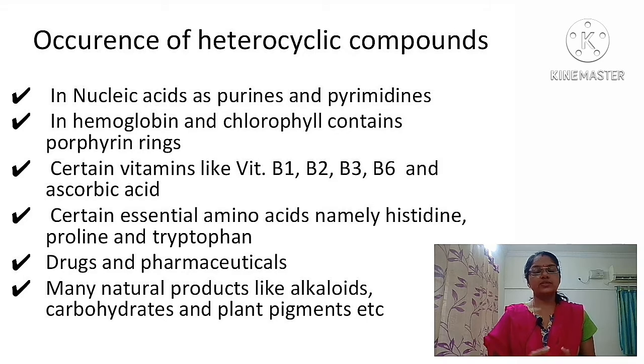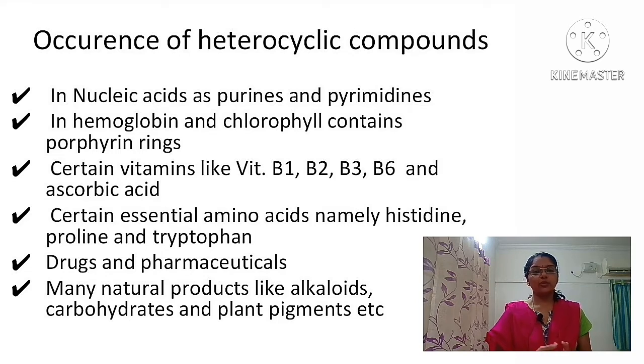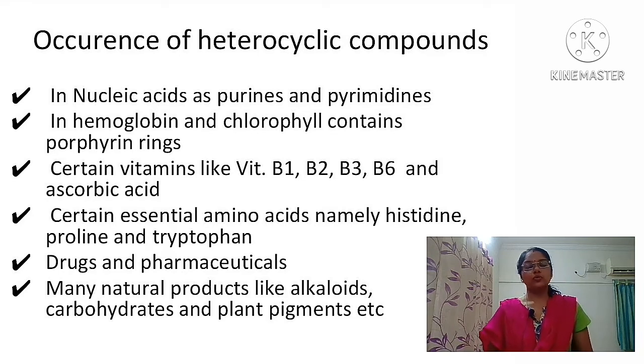Another important occurrence of heterocyclic compounds is in certain vitamins like vitamin B1, B3, B6, as well as vitamin C, that is ascorbic acid, etc. Again, certain amino acids, namely essential amino acids like histidine, proline and tryptophan, also contain heterocyclic rings. So all these compounds are made up of one or more heterocyclic rings. That is why a great deal of research work is concerned with the methods of synthesis of heterocyclic rings and studying their properties.